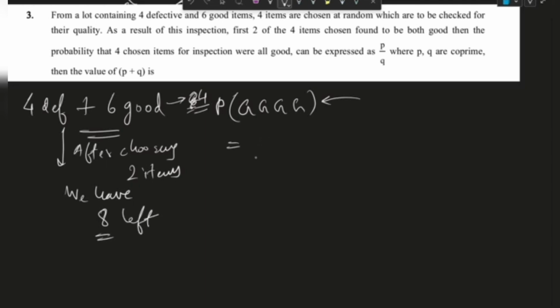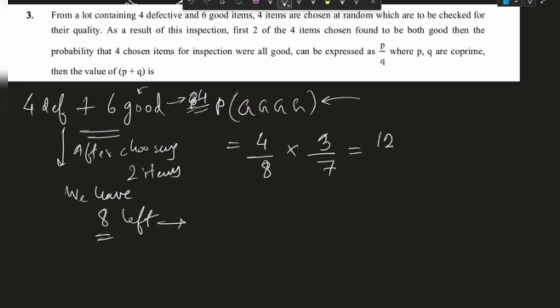So basically for the third item we have 8 here, and for it to be good, because the 2 items are already good, so 2 items from here, 2 items are gone, so we have 4 items. Now the third item also has to be good, so probability is 4 by 8. Similarly, now again after we choose this, we have 7 left, and after that, as from here we formed this 4, we have chosen 1, so basically we will have 3 by 7. I hope this is understandable.